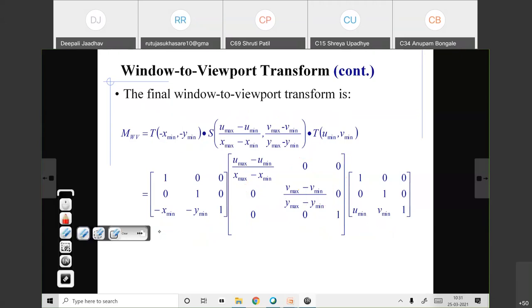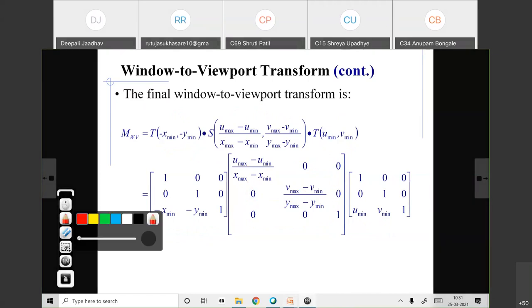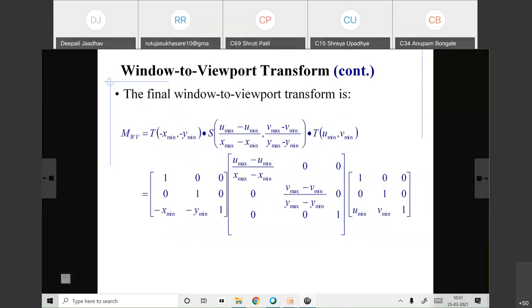If we perform this multiplication together, then the result is like this. We know how to apply multiple transformations: first multiply this one with this one, then whatever the result, multiply it with this one. Then we will get the entire transformation matrix together. Multiple transformations we can group together.